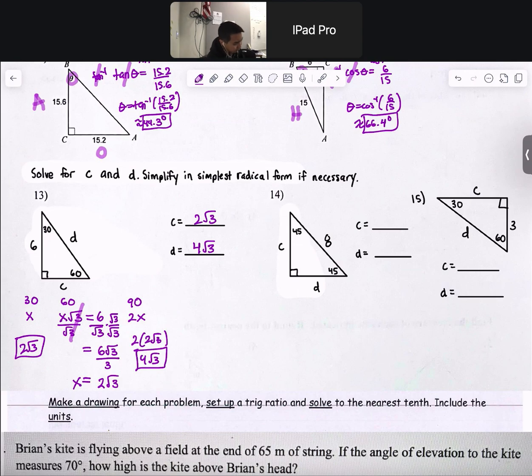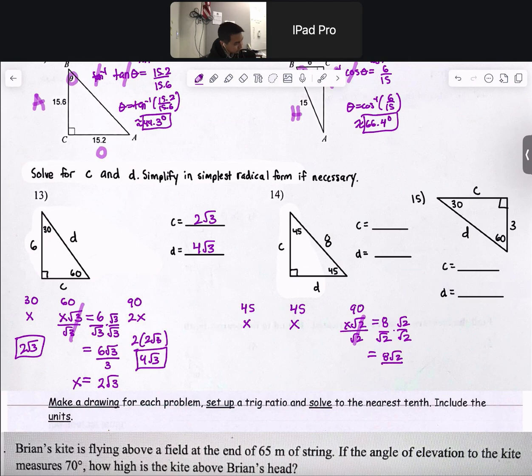Okay, we got the 45, 45, 90 triangle. So the ratios are x, x, and x radical 2, right? So in this problem, they give us the one across from the 90. So we know this one equals 8. We need to solve for x, so divide both sides by rad 2, right? Now remember, you cannot have a radical in the denominator, so multiply top and bottom by rad 2.